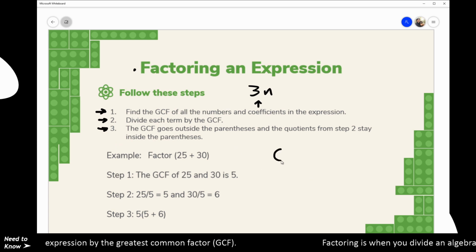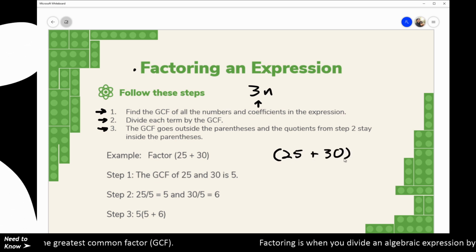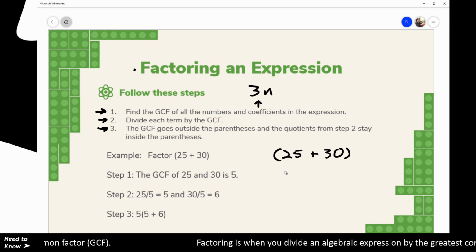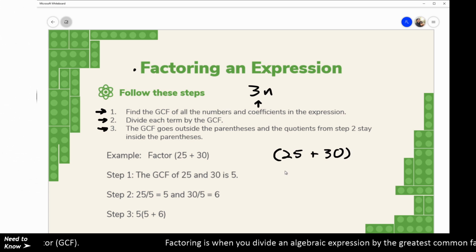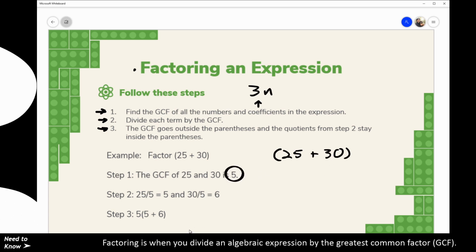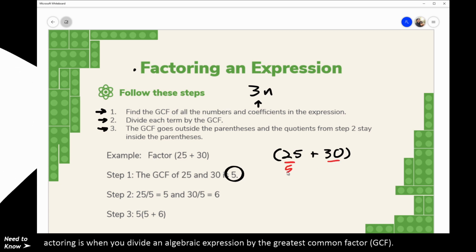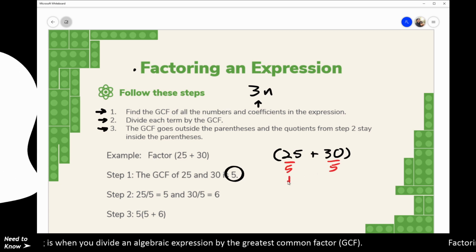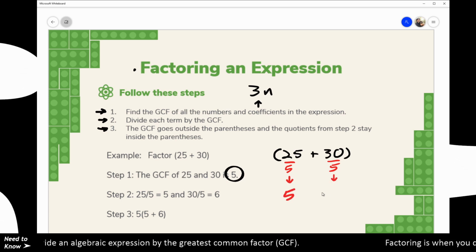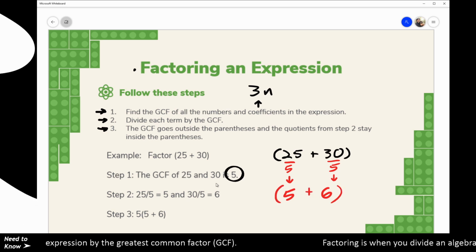So for example, let's say we want to factor 25 plus 30. Now I know we can add those, but we are going to work through the factoring so that we know how to do it when we hit a variable. So the GCF of 25 and 30 is 5. So what you do is you divide all of the terms inside the parentheses by the GCF. Well, 25 divided by 5 is 5, and 30 divided by 5 is 6. So this expression is going to become 5 plus 6.